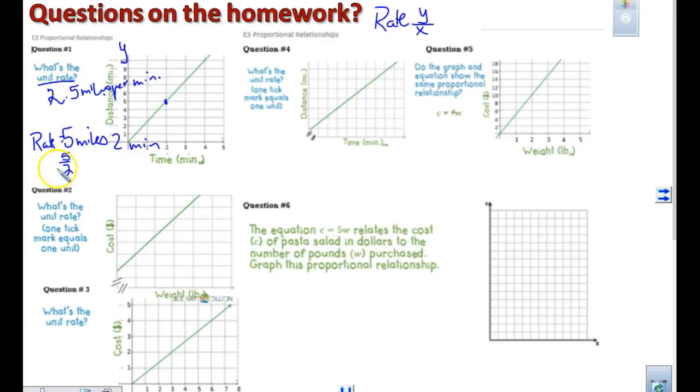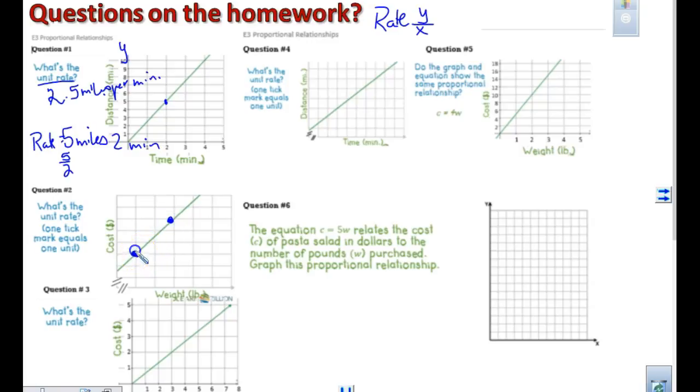Okay? Number 2, Kennedy. How are we going to find our unit rate? No numbers in this one. So you go to the first spot where these lines meet. I agree. This is a nice point. And then you find a point. Okay, can I go here? Use yours. And then you count up.